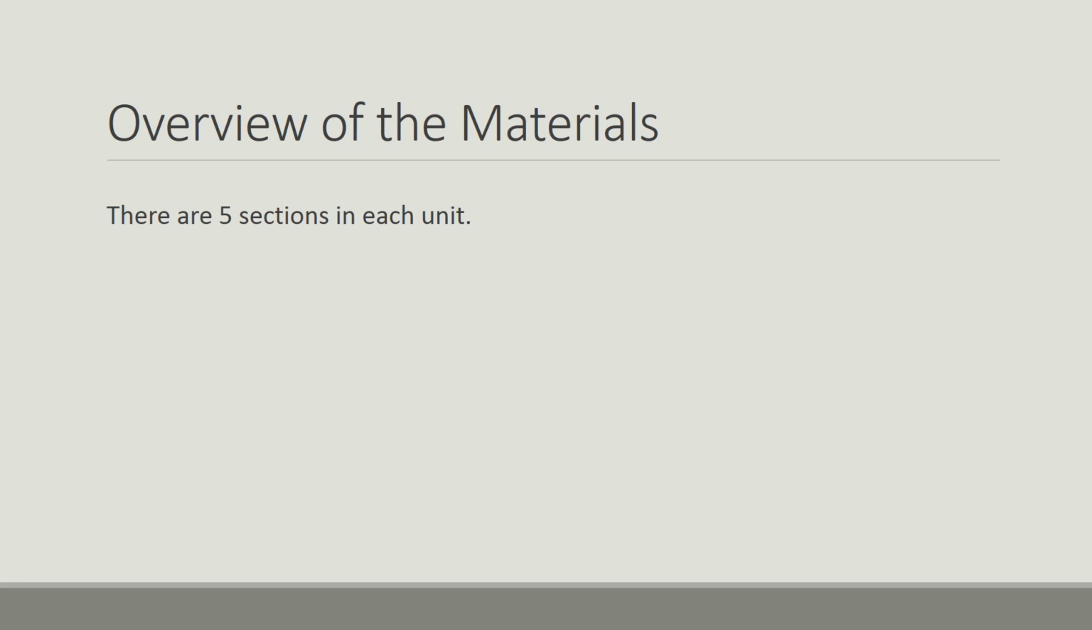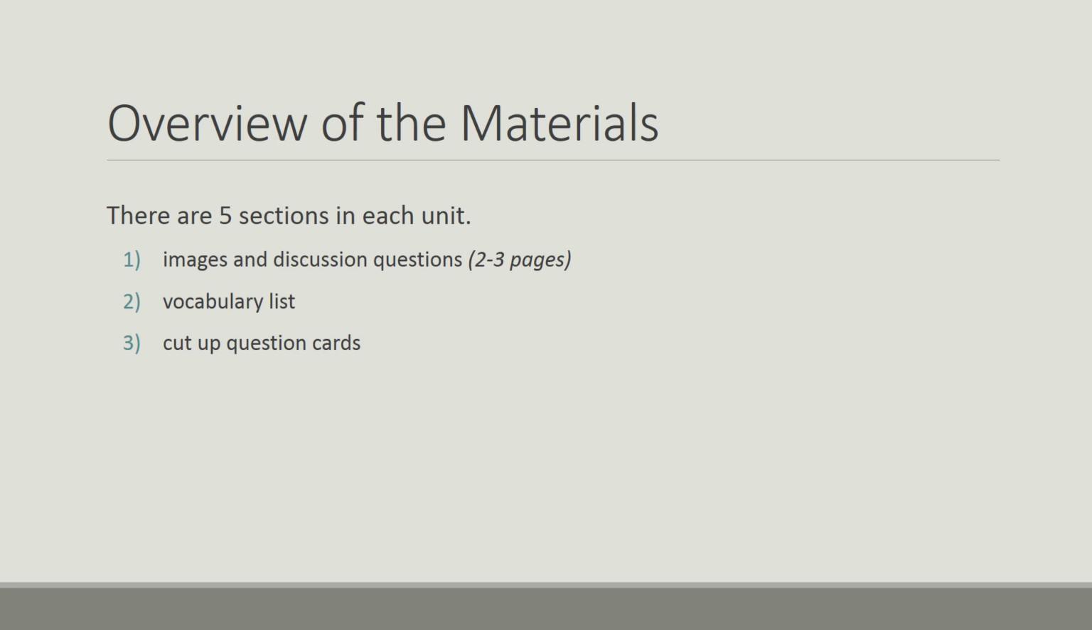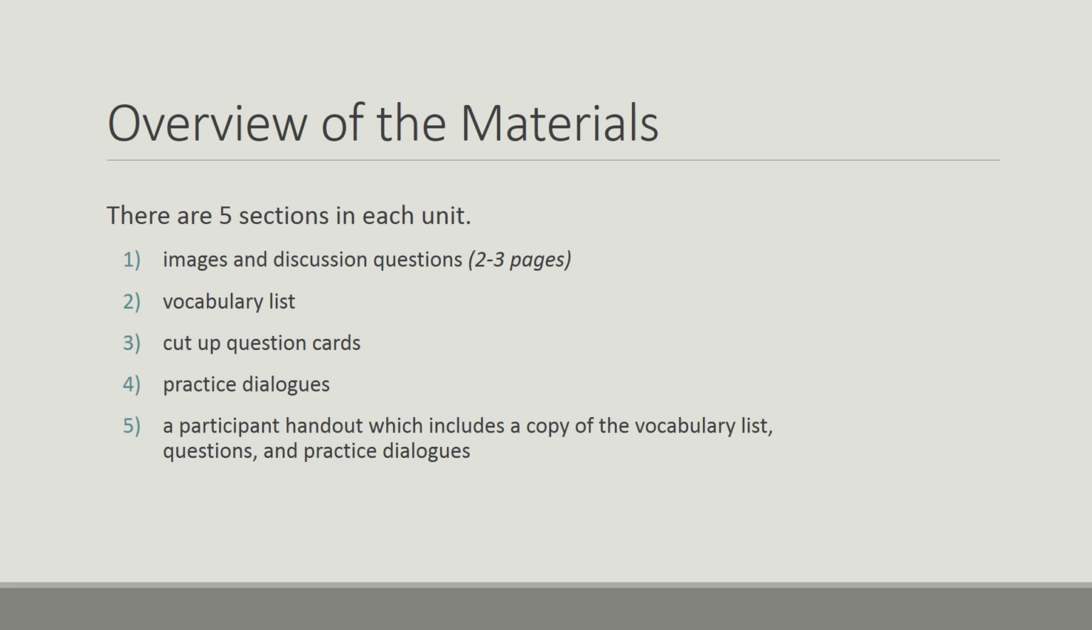Each unit is made up of 5 sections: images with discussion questions to go with them, a vocabulary list, cut-up question cards, practice dialogues, and a participant handout which includes a copy of numbers 2, 3, and 4 from this list.